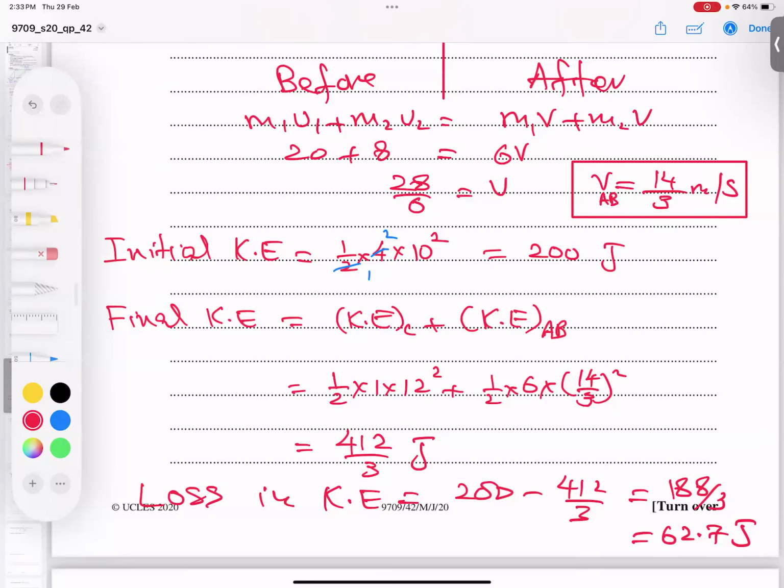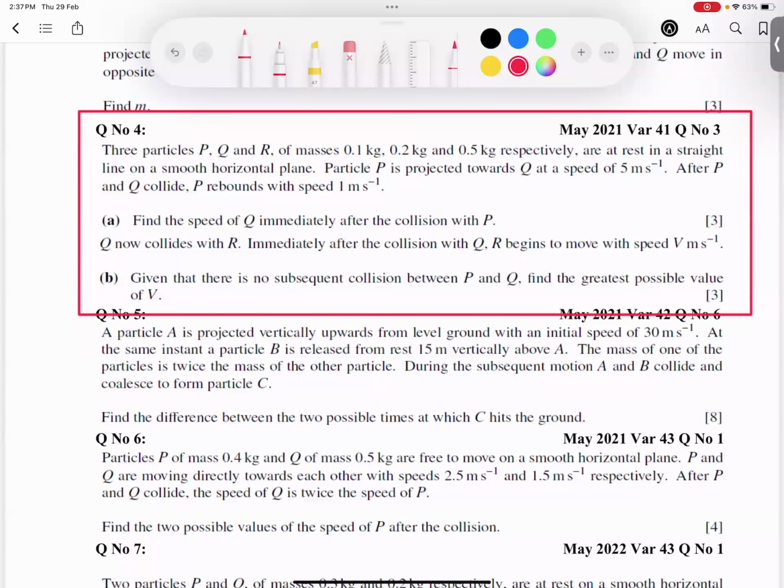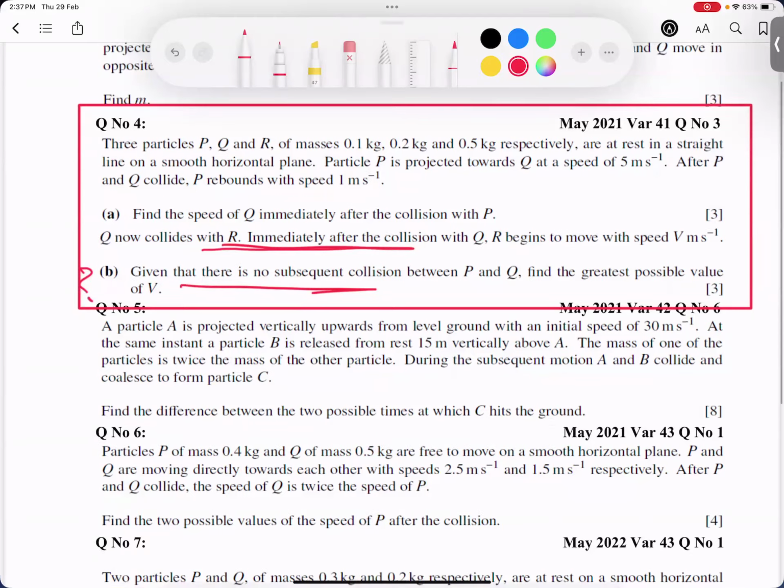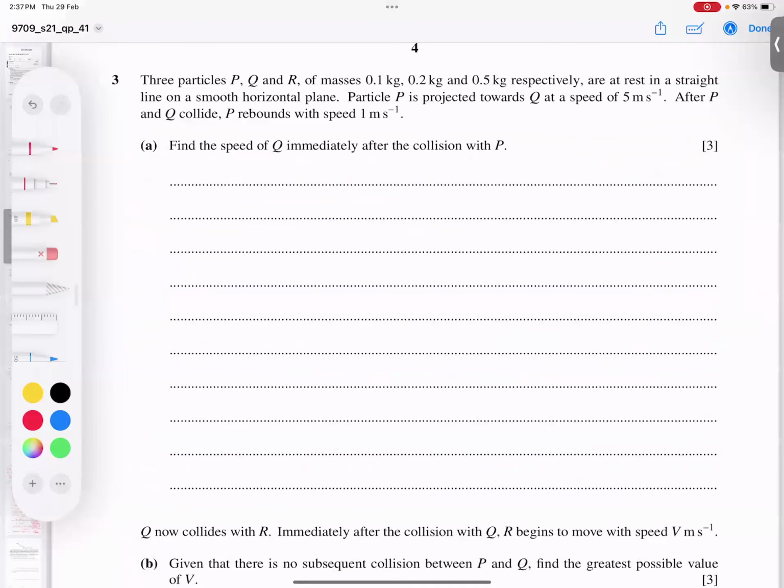I hope this part is clear, and after this we'll go for the doubt of question number 4, the previous homework. Yes, students, it was a homework, and some students have confusion, especially they are getting a problem in part B. So let's start to solve this one. This is June 2021 41 variant question number 3.